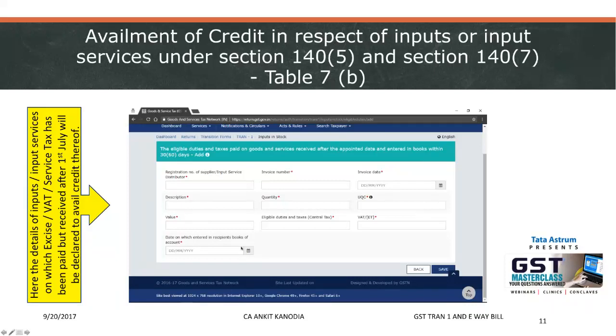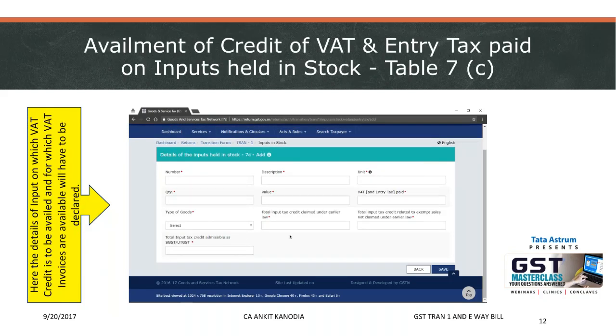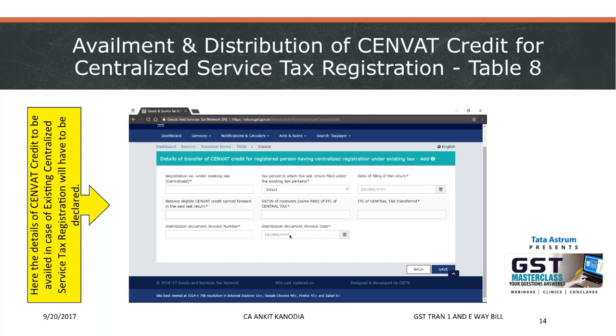So the books of account entry has to be before 31st July. This period has to be between 1st of July to 31st of July. If you enter this period after July or prior to July, the system will not accept the same. It has to be between 1st of July to 31st of July. This is again 140 subsection 3, which was there for excise, the same is for VAT. Nothing new provision here. This comes for centralized registration SSE.